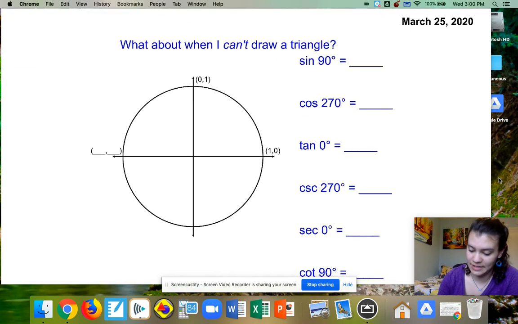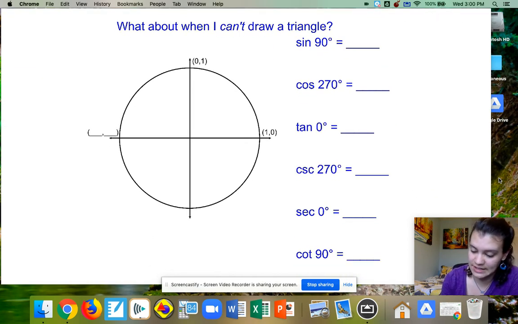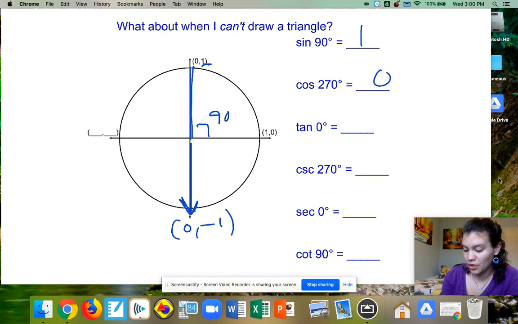So a couple more quick examples with this. Here, if we're at sine of 90, we're going to be right here. So this is your 90, and then we're looking at our y component, so you're going to be 1. Cosine of 270 is going to be down here, and you have 0, negative 1, so cosine is going to be 0. So go through the rest of these yourself and then check your answers, and I'll write them in. So those are the answers you should be getting. If it doesn't make sense, let me know, and we can go over them.